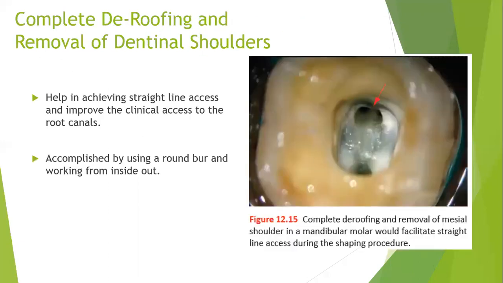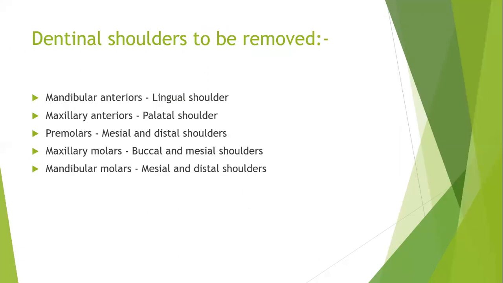Then complete de-roofing and removal of dentinal shoulders. This helps in achieving a straight line access and improves the clinical access to the root canals. And this is accomplished by using a round burr and working from inside out. Then dentinal shoulders are to be removed. They are not an anatomical entity by themselves. They are just overhangings of enamel and dentin while doing the access cavity preparation.